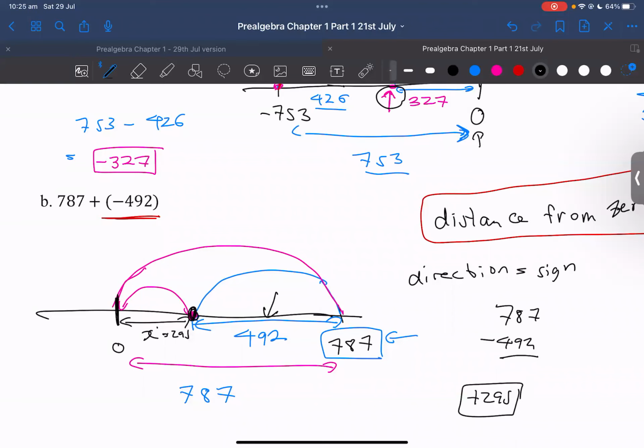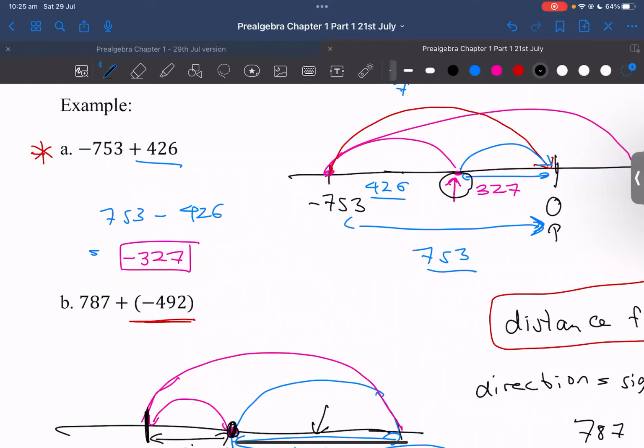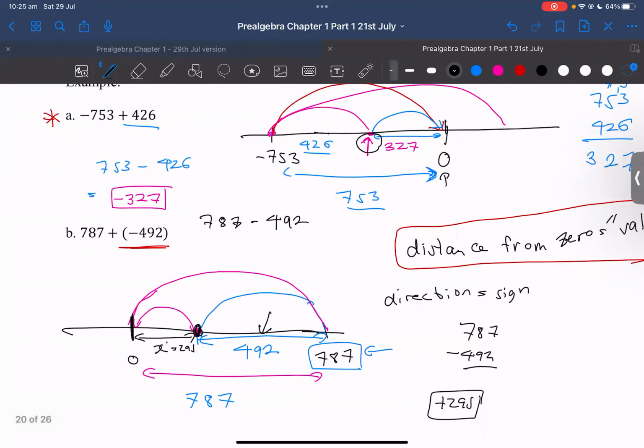So I'll give you a shortcut now, but the reason I made you go through all that is that visualizing this is really important. When you add negatives, it's the same as subtracting. Adding a negative is the same as subtracting. 787 plus negative 492 is 787 minus 492. So if you knew that, you could have done this straight away. Just subtract immediately. There's the answer here.